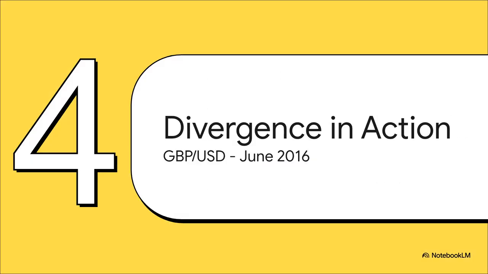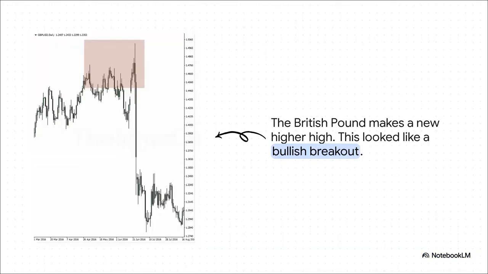So, theory is great and all, but let's see how this plays out on a real chart, right? We're going to rewind to June 2016 and look at a classic example on the British pound versus the US dollar. This is where it all comes to life. So, check this out. Here's the daily chart of the British pound.